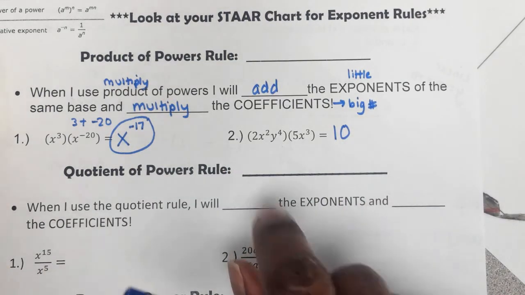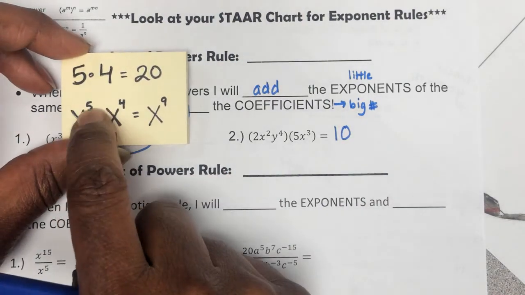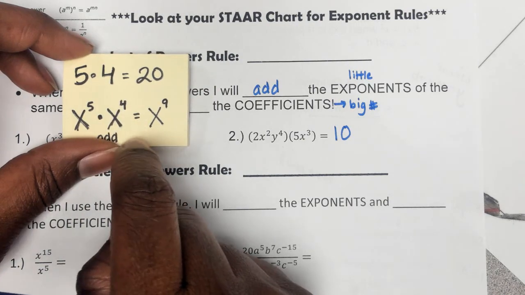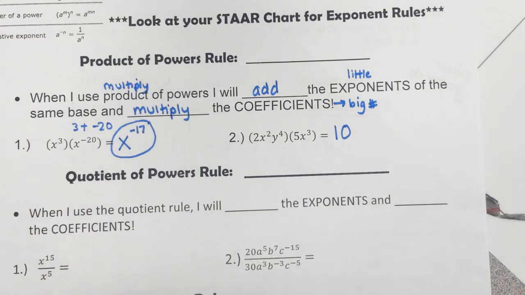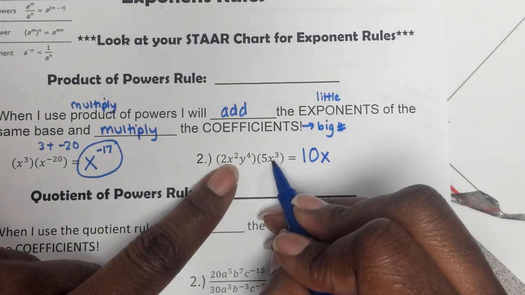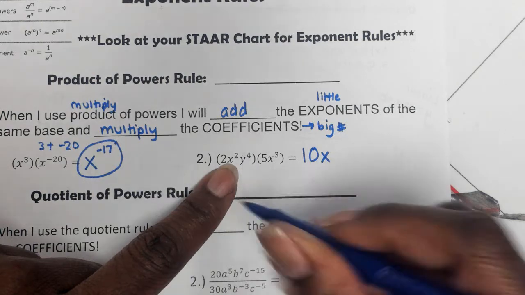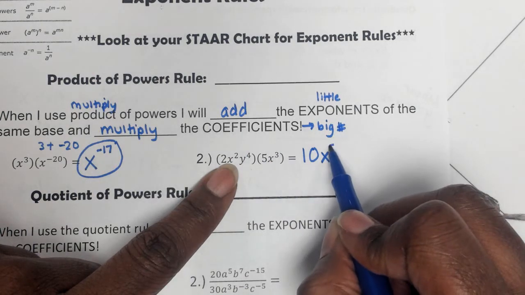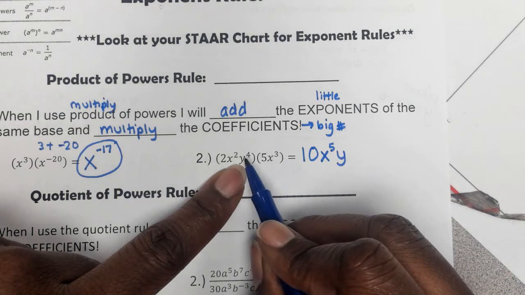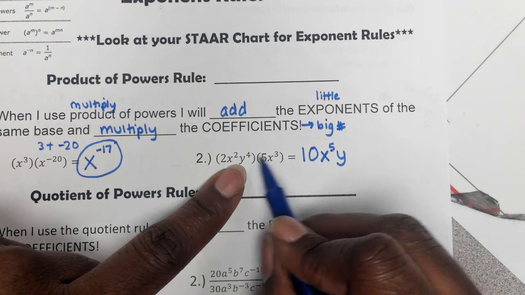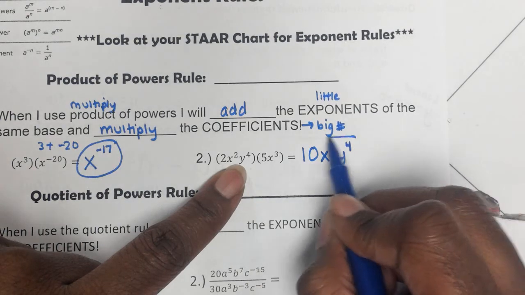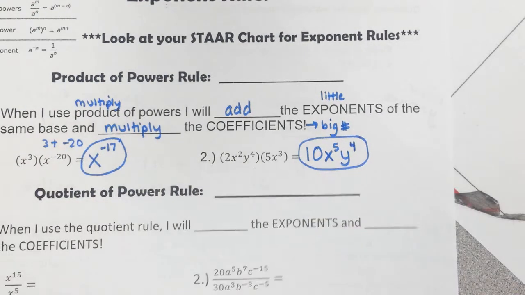However, the rule is not to continue to multiply these. The rule is to add them, because these are babies. We treat them differently. But only the x's can be added. 2 plus 3, that gives me a 5. Now, look at the y's. There's only one y. There's no other y's. So we just keep it. There's nothing to add to it. So that's my final answer for that one.